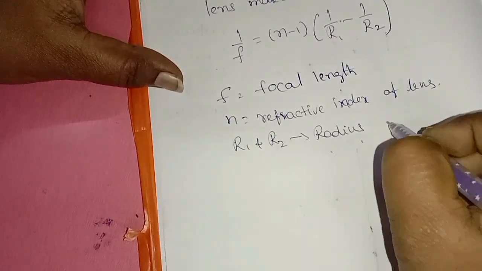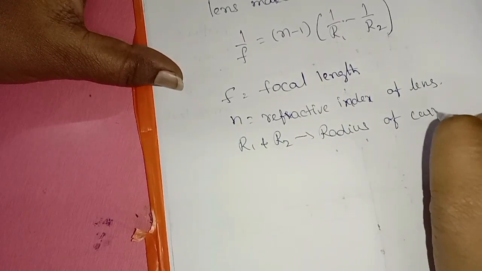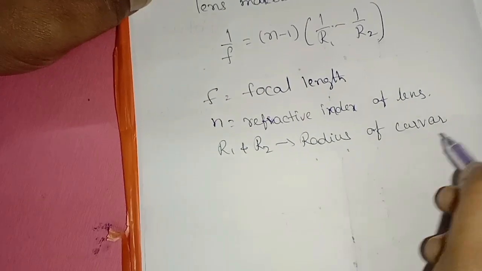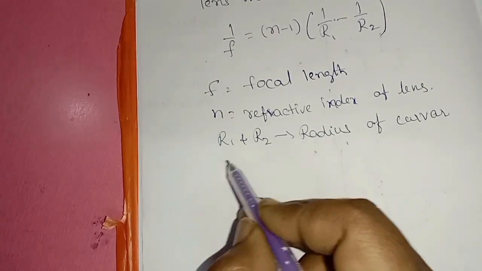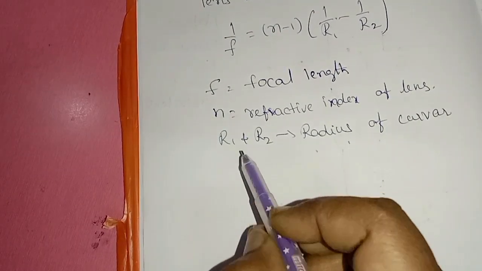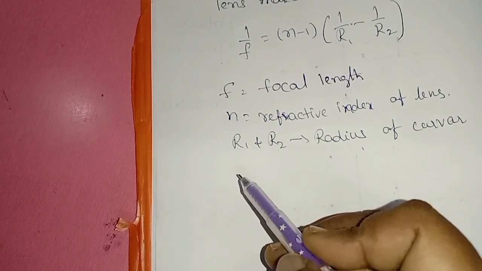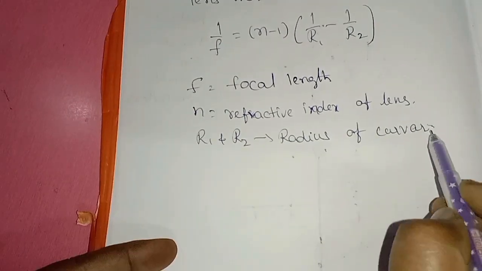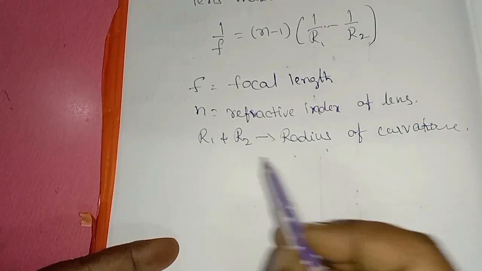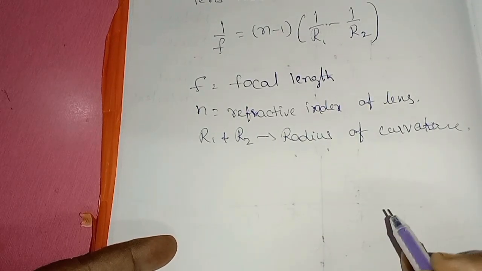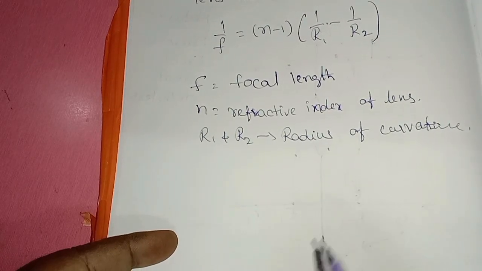Every lens will have two radii of curvature, and that is what we are taking here. What we are discussing is the curvature of the lens; we use C1 and C2, which correspond to the radii of curvature R1 and R2.